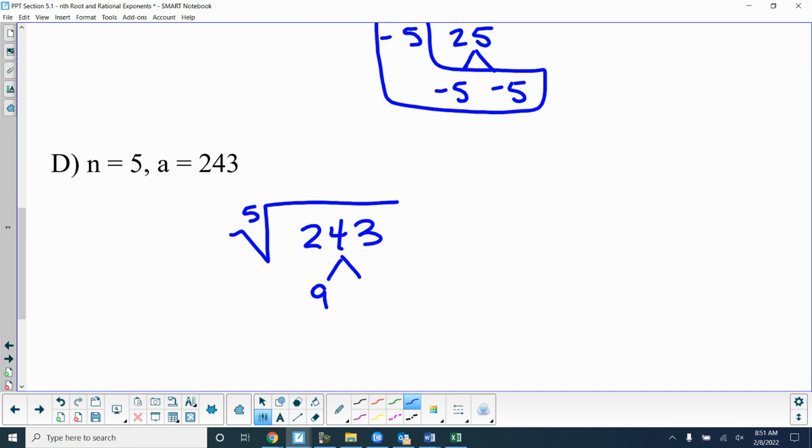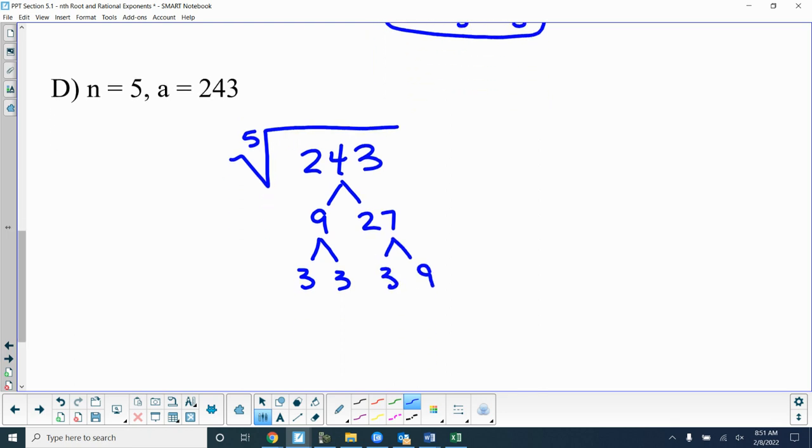And 9 goes into 24 twice, right? And what's 24 minus 18? 6. So what's 9 into 63? 7, right? 9 times 7 is 63. So that's 9 times 27. What times what is 9? What times what is 27? Is there a group of 5? Yeah, 1, 2, 3, 4, 5 threes, right? So the answer is 3.